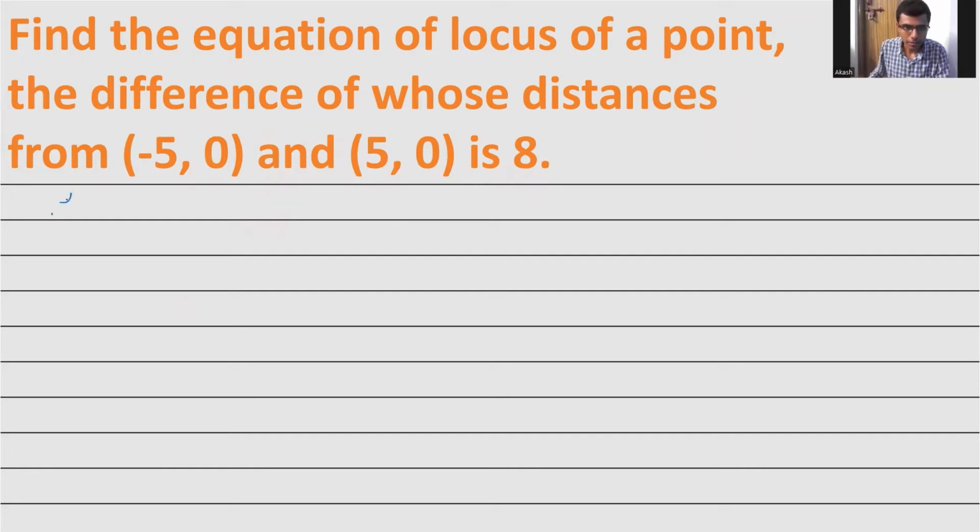Let P(h, k) be any point on the locus. If you put this much, it's sufficient. Be any point. No need to write the entire line. If you put this much, it is also sufficient, and you can write this statement as it is for all the questions. Let P(h, k) be any point on the locus.